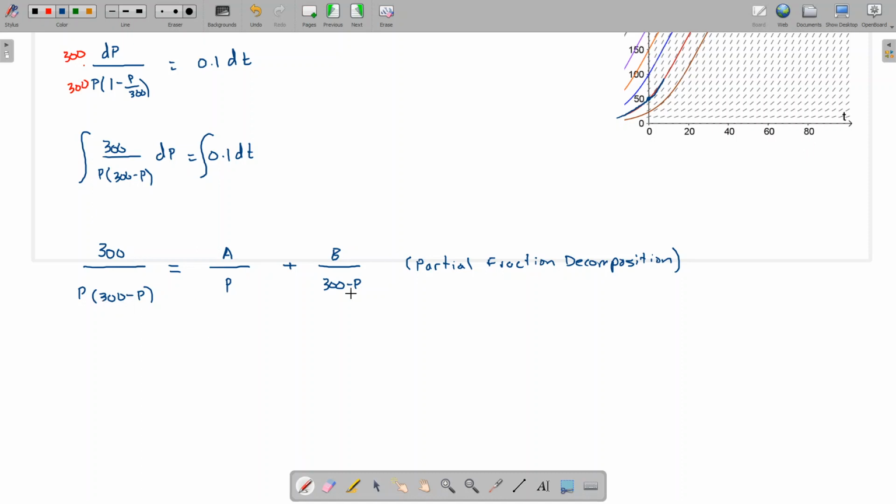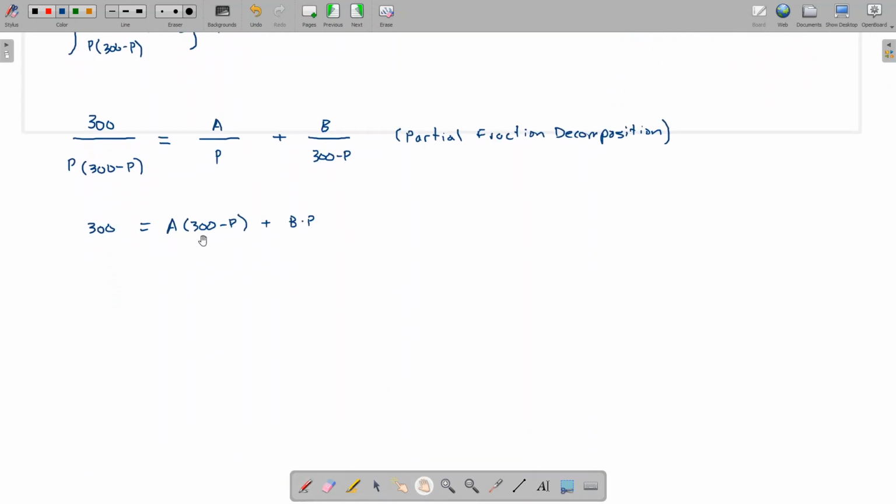Okay, so the strategy for partial fraction decomposition is you multiply everything by this denominator. So the left-hand side would just be 300. When you multiply this factor by this, the p's cancel, so you get just a times 300 minus p. And then when you multiply these two, the 300 minus p's cancel, so you just get b times p.